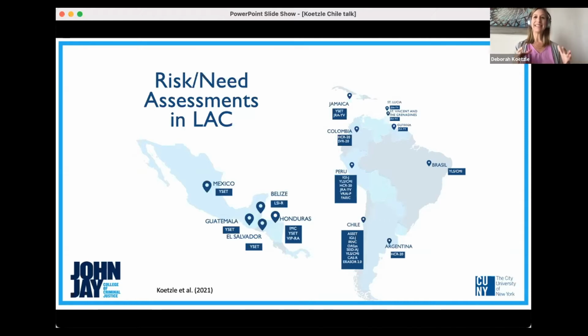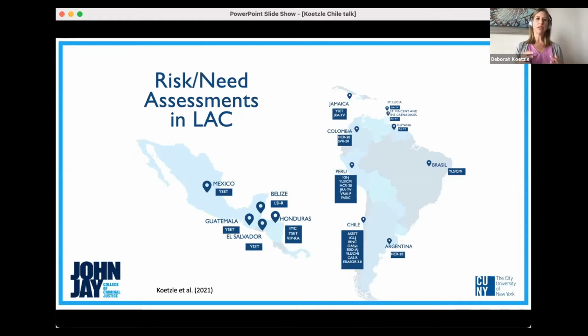But what we see is that some countries have done a lot of testing of various risk assessments. Chile, Peru, for example. Honduras has had a number of research studies there looking at the use of risk assessment. And so you sort of get the sense that the use of these tools is starting to happen in the region, but I don't think that it's widespread yet.